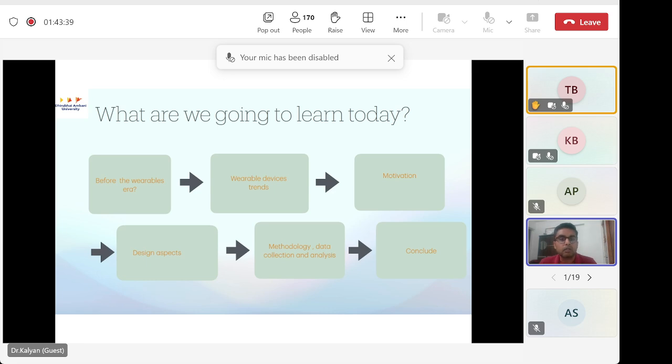We'll then talk about how we designed this device, including the hardware and the enclosure, how we made it. I'll tell you why we did that. Then we'll quickly get into the methods we used to collect data, what kind of data was collected, what analysis we did, and I'll conclude the presentation.